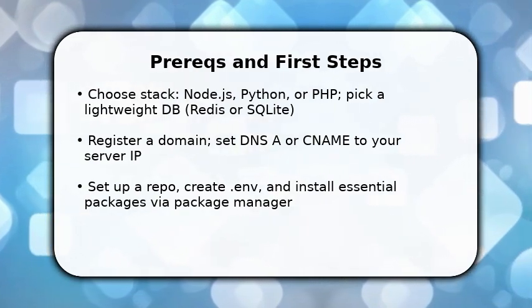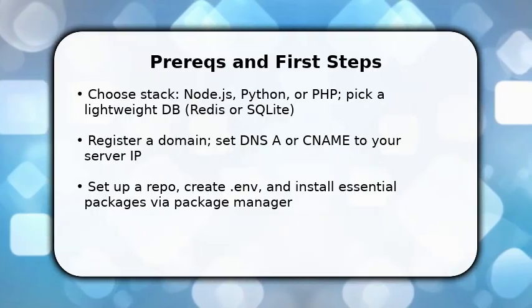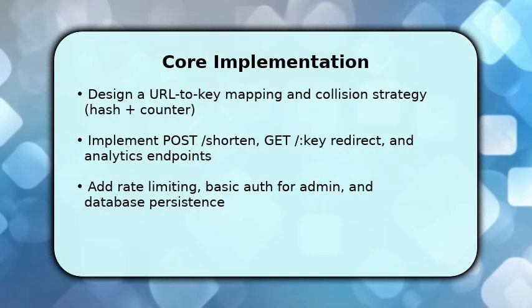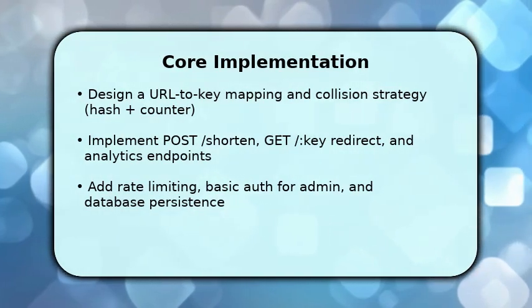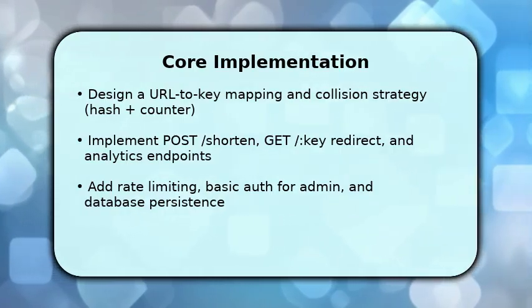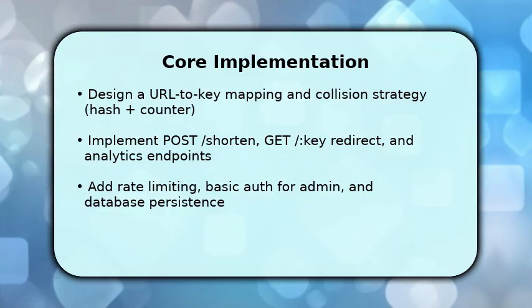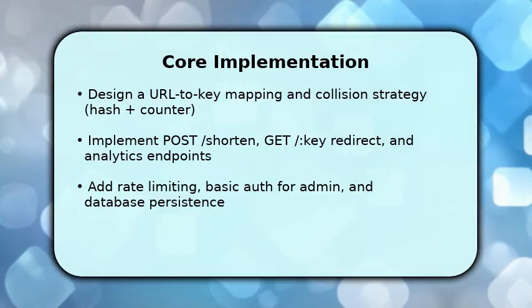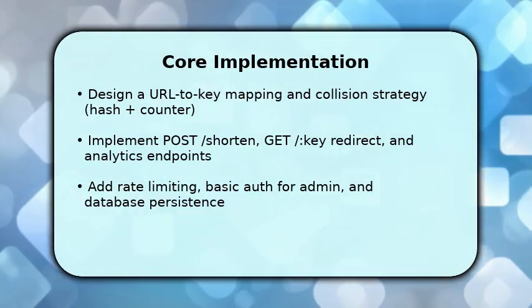Next, implement the mapping logic. Generate a compact key using a hash trimmed to 68 chars plus a counter to avoid collisions. Once implemented, build POST /shorten to save mappings and return the short URL, and GET /key to look up and 301 redirect while incrementing counters. Make sure to add rate limiting and simple admin auth to prevent abuse.